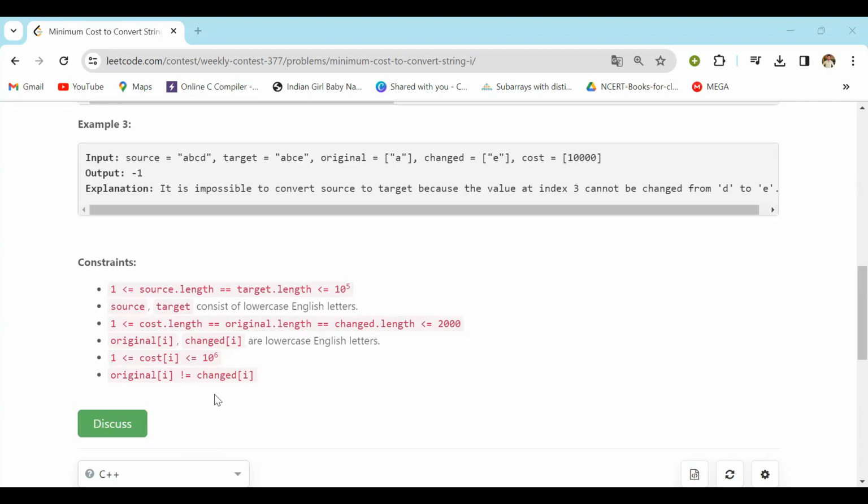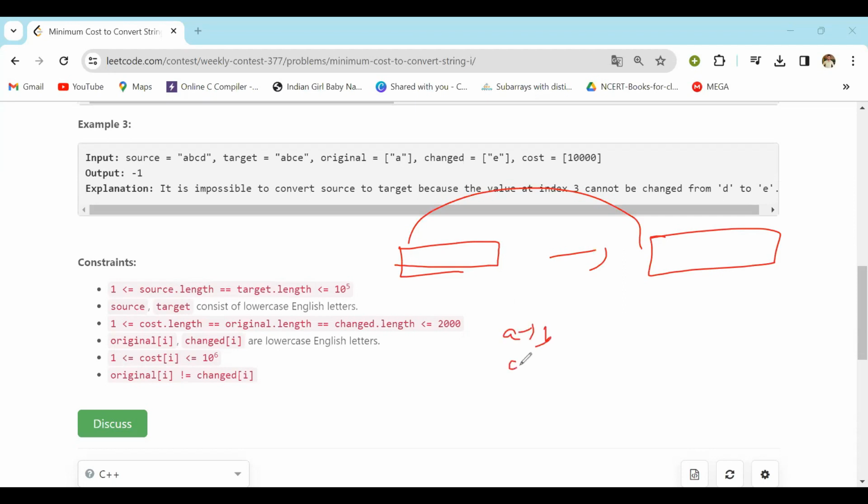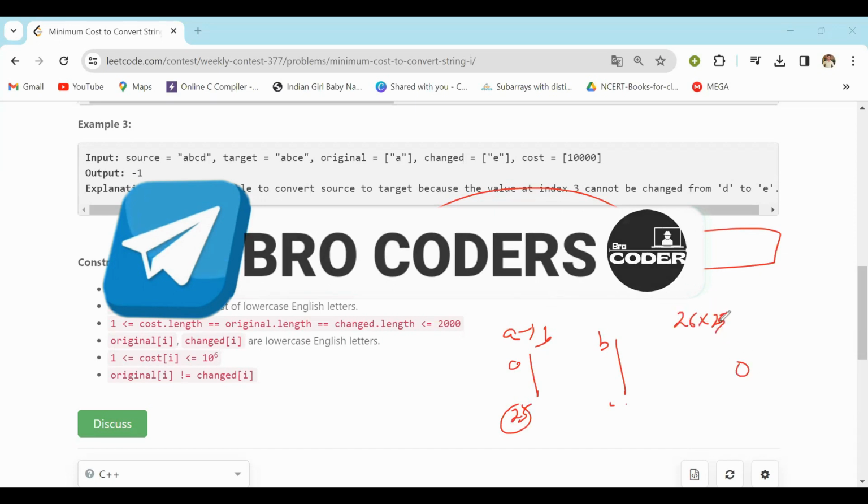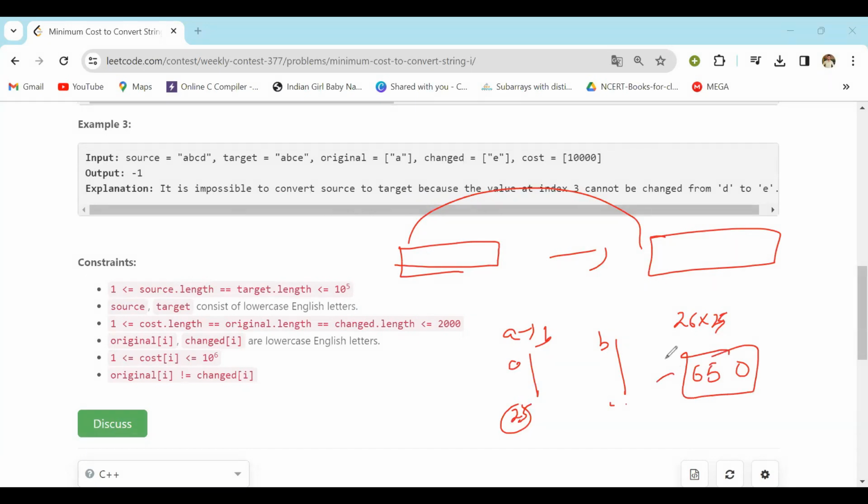Okay, so yeah, that 10 to the power 5 shows the target length. It appears that it is a problem, but it's not a problem, right? Why? See, how many can they give us? In the source we have 10 to the power 5 characters, let's say. The target has this many characters, so for each character we have to convert, right? But how many different combinations are possible? They can give us from A to B, like this, 25 possible choices. Similarly from B, we have 25 possible choices for each character. So a maximum of 26 into 25, that's nothing but 650 different conversions possible.